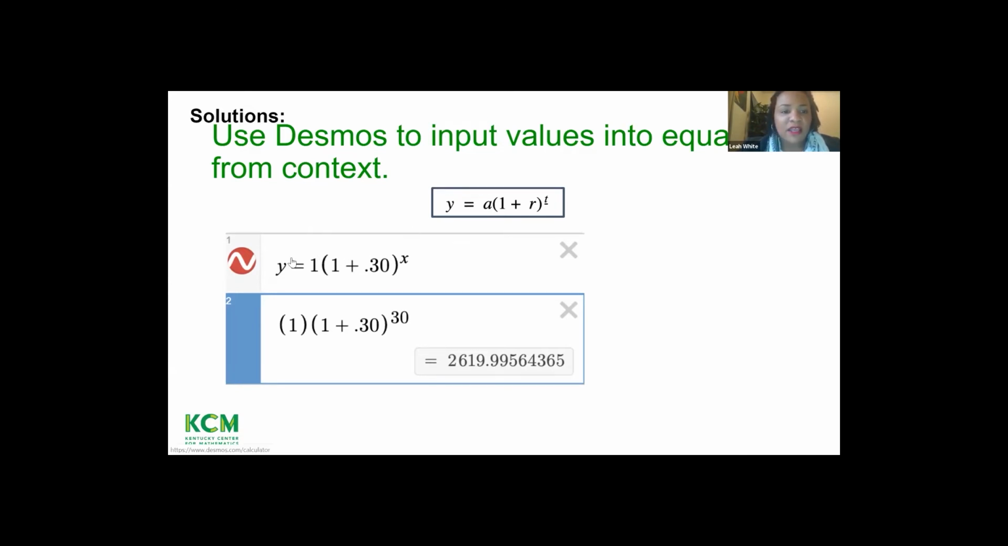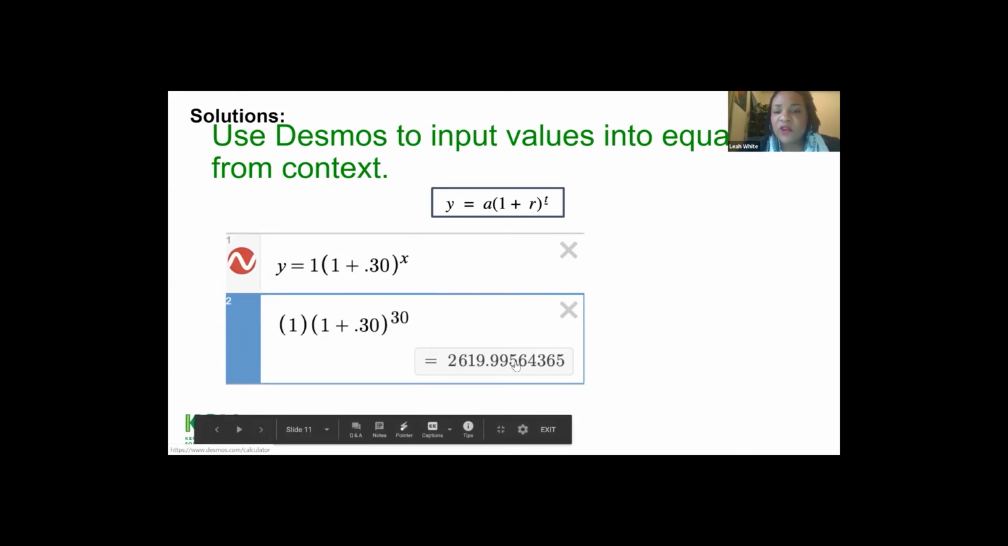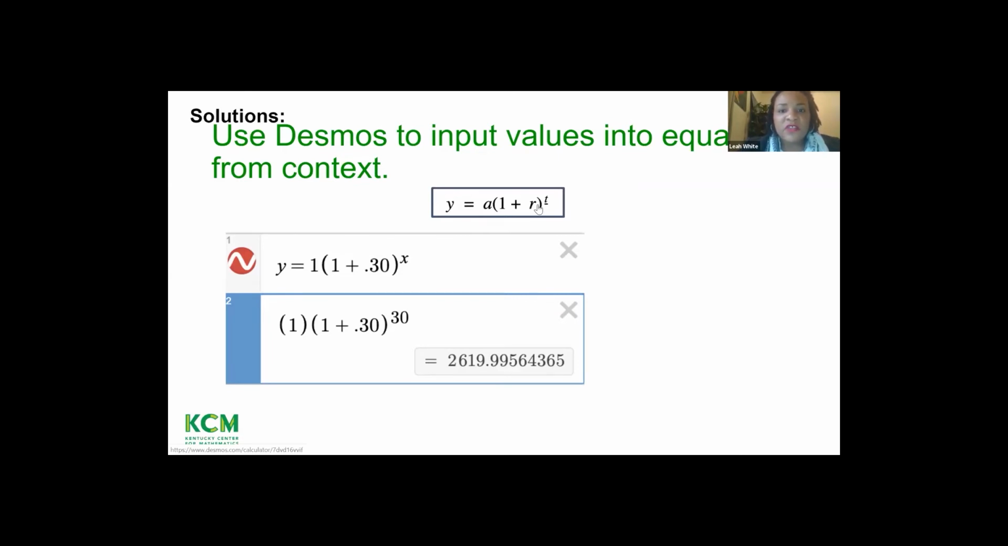And so I could write my rule easily here, but I would have to know that was the rule that I was writing. And then I could plug in the value for 30 days here, and then I would get this number of cases in 30 days using this particular model. So those are a couple of solutions. Or we can go directly to Desmos and look there.